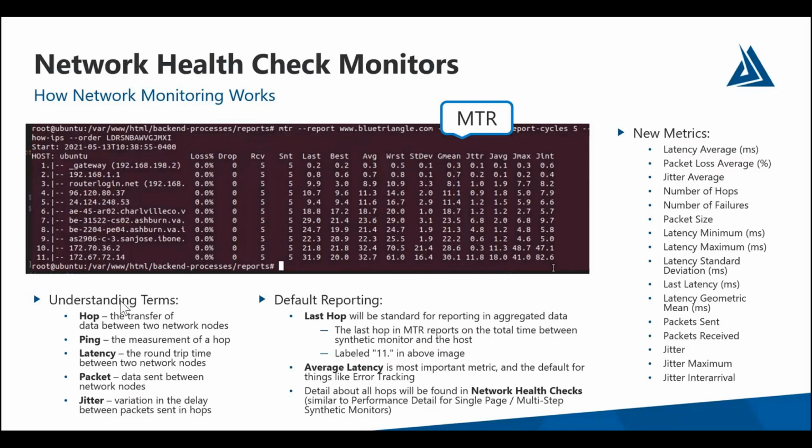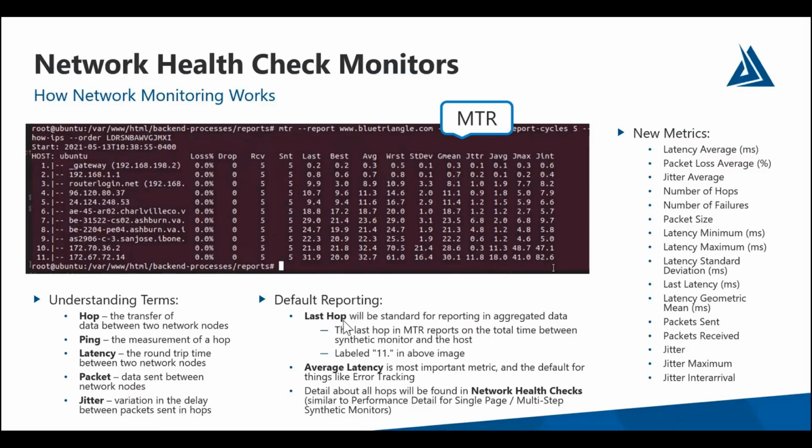But a couple of terms that are good to understand: hop, the transfer of data between 2 network nodes; a ping, the measurement of a hop; latency is the round trip time between 2 network nodes; a packet is the actual data packet sent between network nodes; and jitter is the variation in the delay between packets sent in hops. So that's a few important terms to understand.